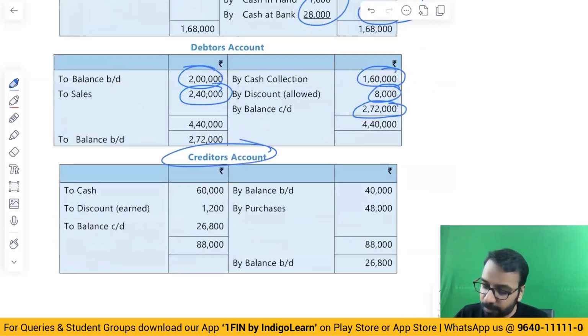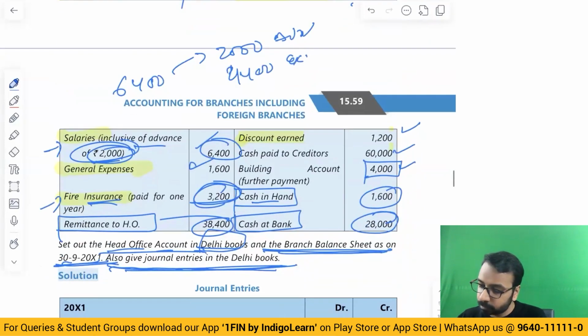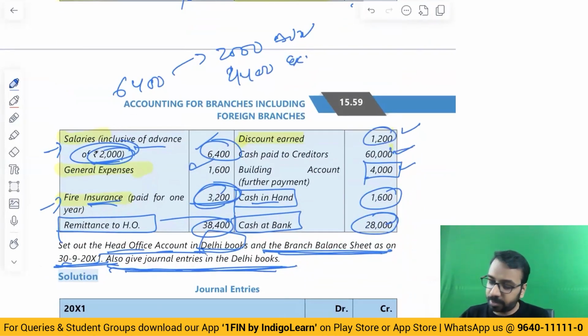Then creditors account, like we prepare debtors account, you can prepare the creditors account as well. Discount earned is given, cash paid to creditors given, so you can prepare those accounts, right? If we had not prepared the creditors account and debtors account, then you would not have been able to prepare the final balance sheet. Cash account you could have skipped, but sometimes there is hidden information. So don't take that chance.